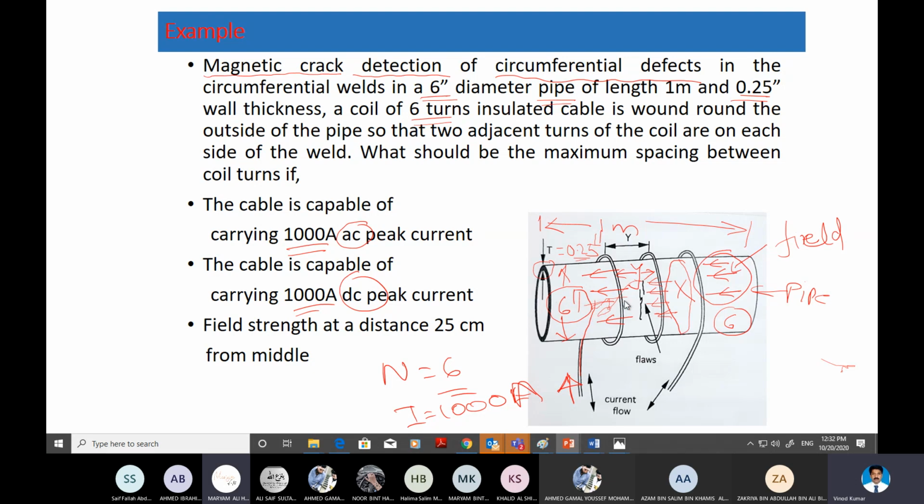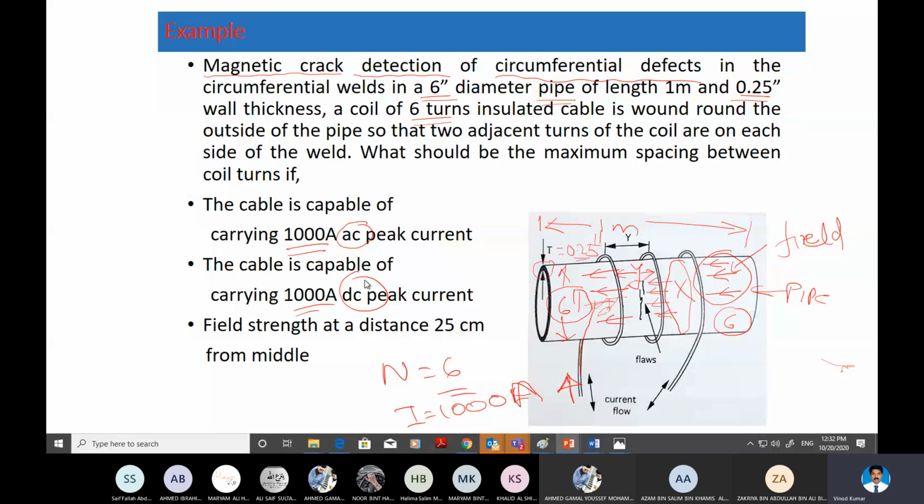Yes, now clear. This coil is continuous. But what minimum y will you provide to test this pipe? The thickness is 0.25, length is 1 meter. What should be y here? The spacing between the coils. The cable is capable: you can supply a current of 1000 ampere AC and 1000 ampere for DC.